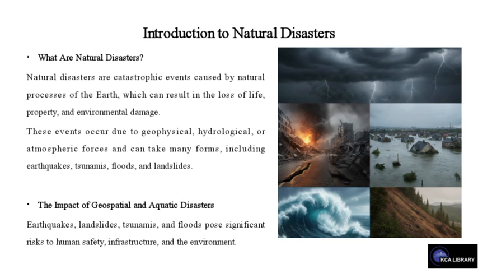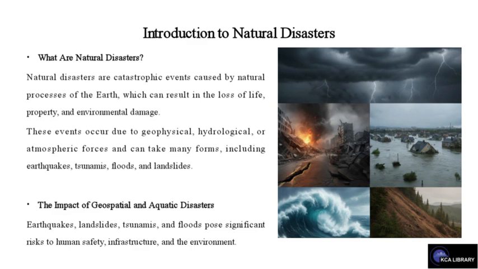Now, let's go to natural disasters. What are natural disasters? Natural disasters are catastrophic events caused by natural processes of the earth, which can result in the loss of life, property, and environmental damage. These events occur due to geophysical and hydrological or atmospheric forces that can take many forms, including earthquakes, tsunamis, floods, and landslides. You can see these are examples of natural disasters. You can see a flood picture and all.